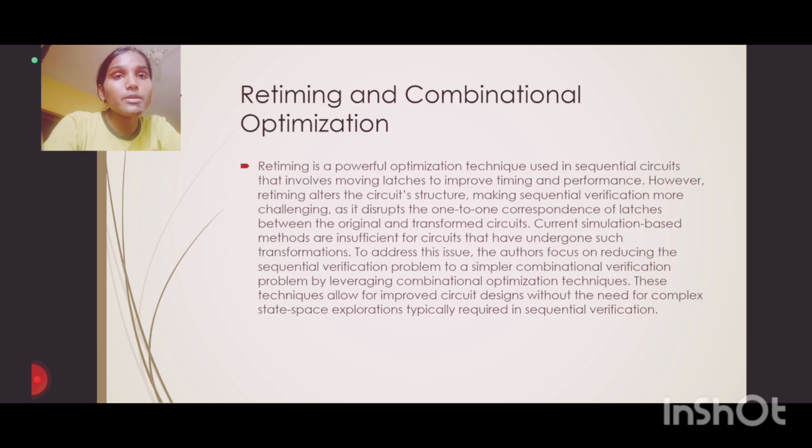Retiming and combinational optimization. Retiming is a powerful optimization technique used in sequential circuits that involves moving latches to improve timing and performance. However, retiming alters the circuit structure, making sequential verification more challenging, as it disrupts the one-to-one correspondence of latches between the original and transformed circuits. Current simulation-based methods are insufficient for circuits that have undergone such transformation.